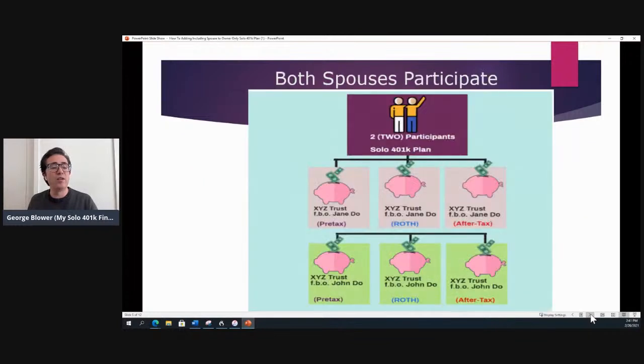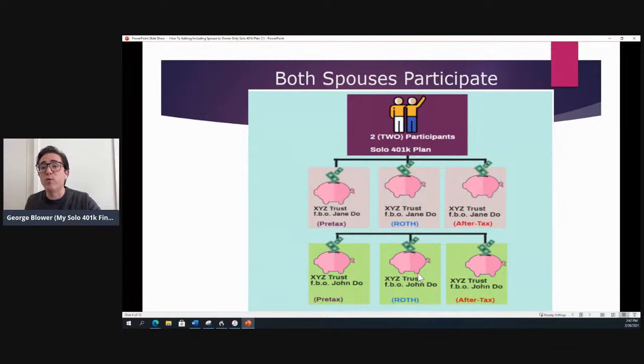So let's go to the next slide to see an illustration. And we talked about this a little earlier, how you might have 6 different sub accounts. So we've got Jane Doe, John Doe. Their business sponsors XYZ Trust. Jane has a pre-tax account, a Roth account, and an after-tax account. John has a pre-tax account in the name of the plan for his benefit, a second Roth account in the name of the plan for his benefit for his Roth funds, and then a third account in the name of the plan for his benefit for after-tax funds.